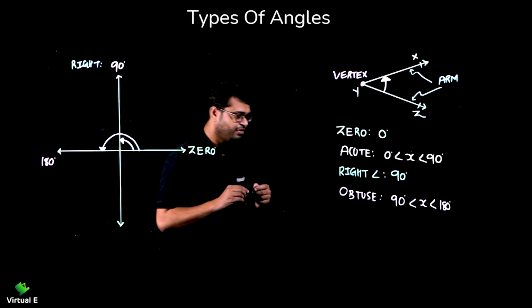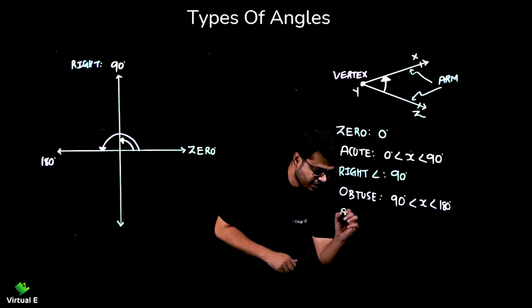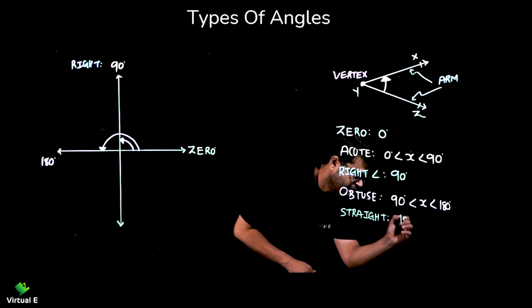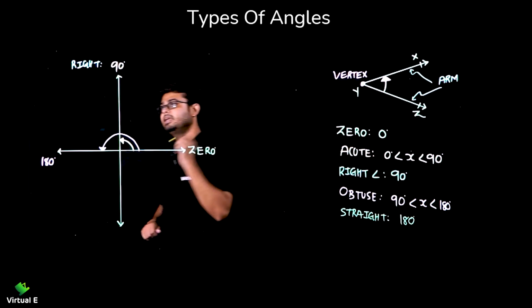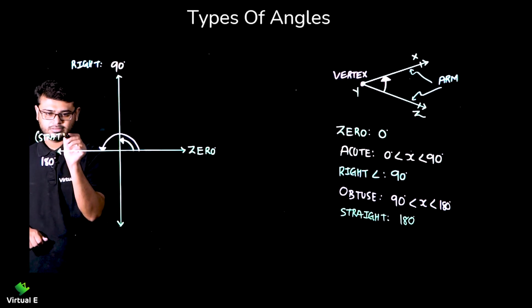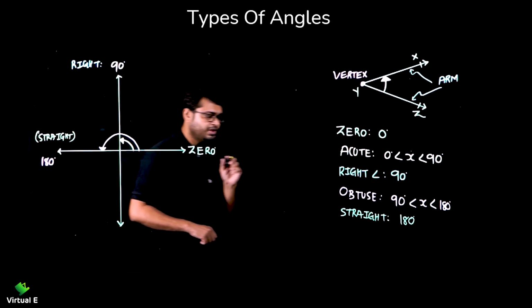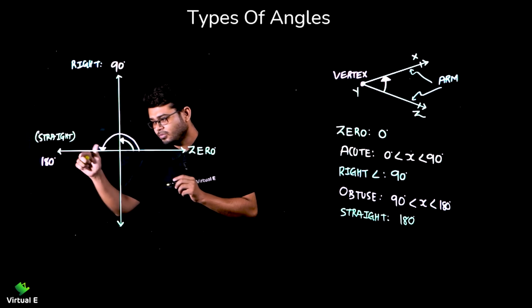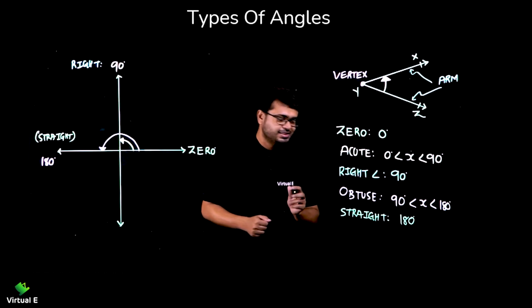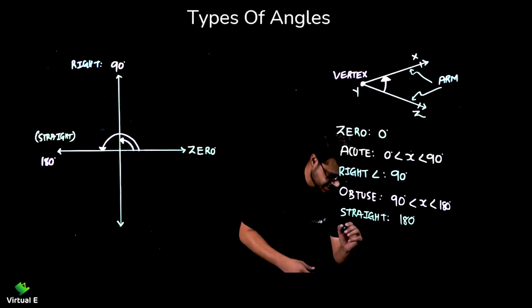Now there is a name for the 180 degree as well. What's that? That is straight angle. So let's write straight angle, that is 180 degree. So we can write here, this is straight angle, right? After straight angle, if we just move on further than this, what do we call that angle? That is reflex angle. Remember, the name for that is reflex angle.